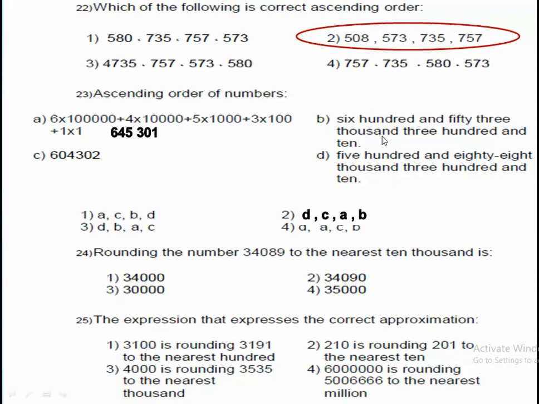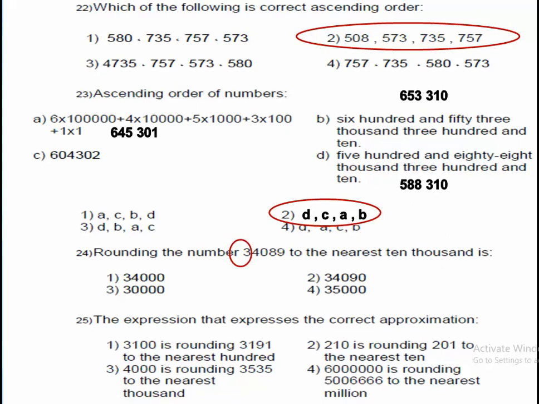Here we have 653,310. Here we have 580,310. So letter D is the first, then letter C, then letter A, then letter B.